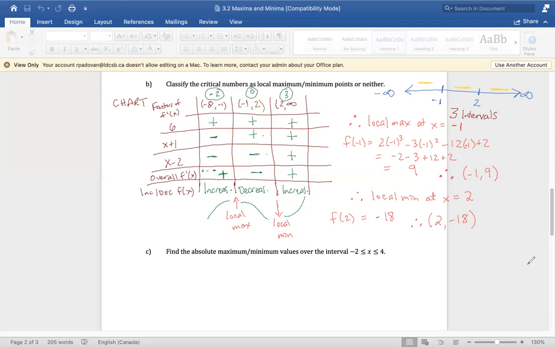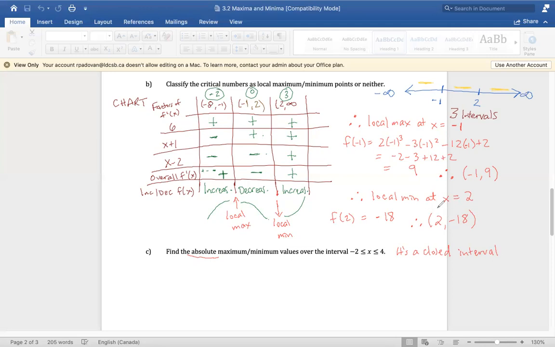Okay, so now if we look at C, I might need a little bit more room. Find the absolute maximum and minimum over this interval. So this interval is from an x value of -2, including -2, to 4 and including 4. It's a closed interval, right? So this is what we were talking about before. This has endpoints, so it's a closed interval. There's no arrows on the curve.